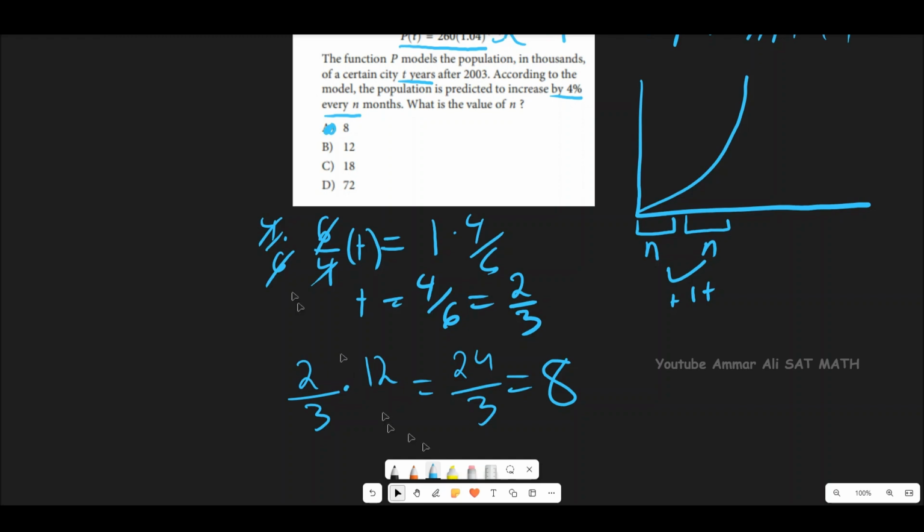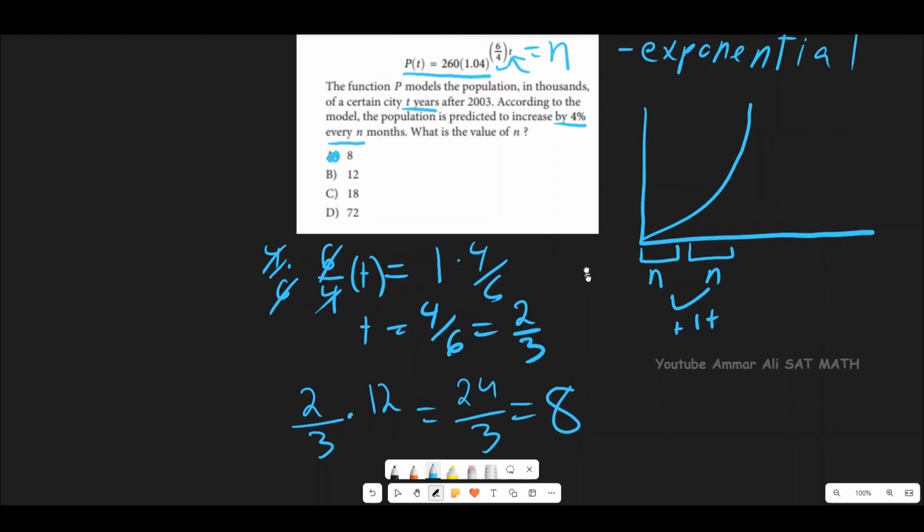So there you have it. That is how you solve this SAT question.